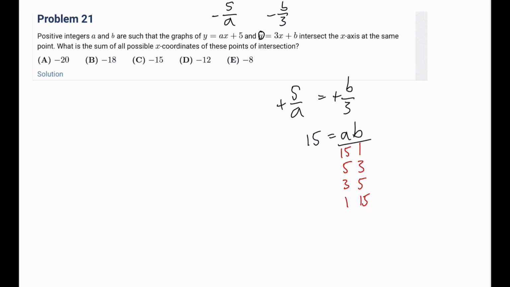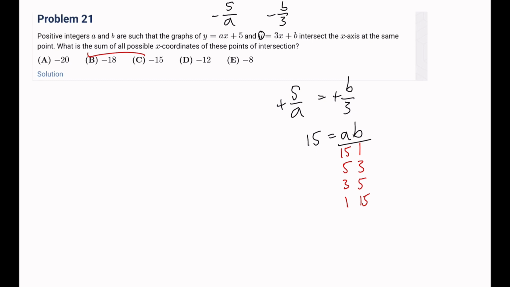And that is all the values of a and b that we can muster, because these four, 15, 5, 3, and 1, they are the factors of 15, right? And then what's the sum of all possible x coordinates?